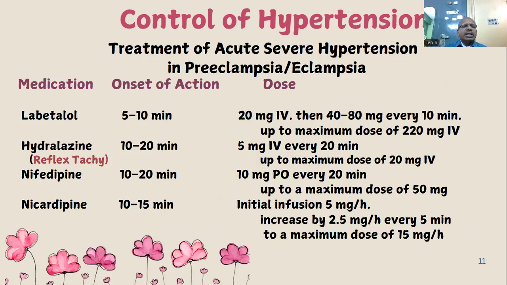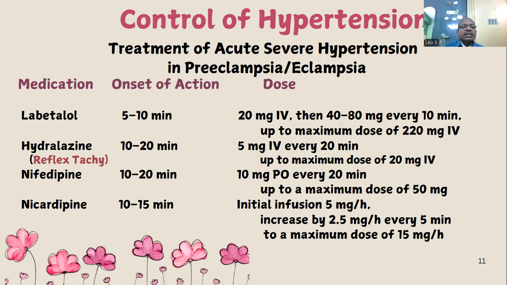The treatment regimen contains labetalol, hydralazine, nifedipine, and nicardipine as first-line treatment. Labetalol is commonly used with a dose of 20 milligram IV bolus and then followed by 40 and 80 every 10 minutes to a maximum dose of 220 milligram. And the onset is 5 to 10 minutes.